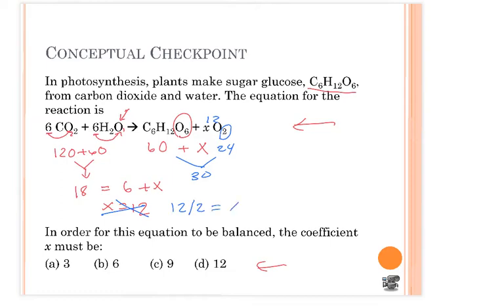So X becomes 6. And so let's just make sure if we put a 6 here, 6 times 2 is 12, plus the 6 oxygens from here, that's 18. And so that equals to the left side. So our answer is going to be 6.